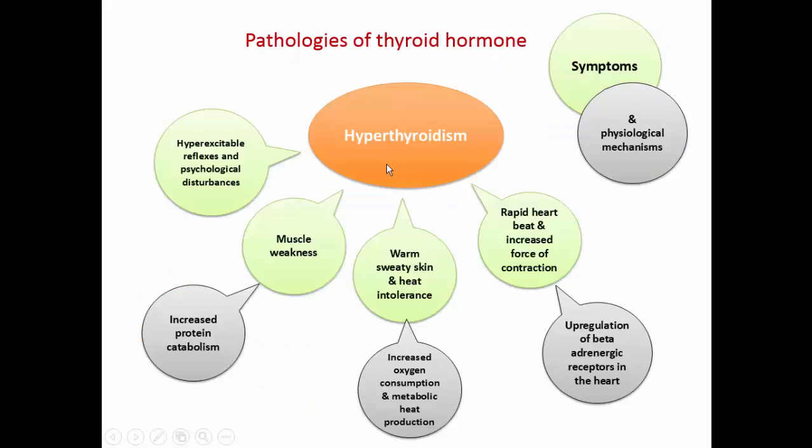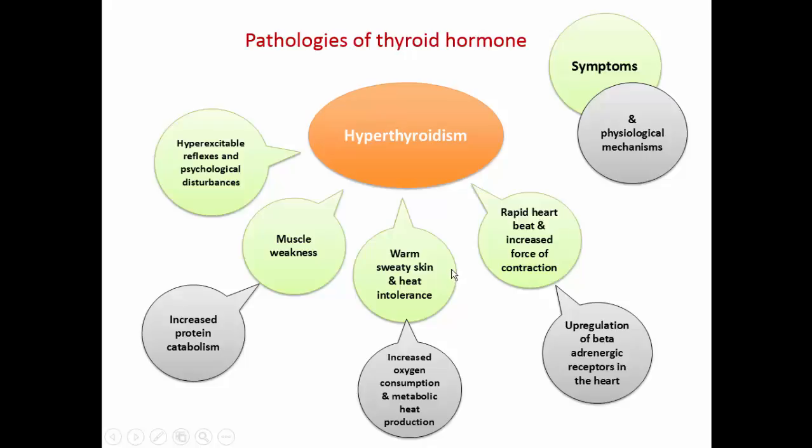Let's take a look at the symptoms of hyperthyroidism. These are shown in the green, and also the physiological mechanisms shown in the grey. With hyperthyroidism, or in other words, too much thyroid hormone, we see a rapid heartbeat and increased force of contraction in the heart. This is due to upregulation of beta adrenergic receptors in the heart.